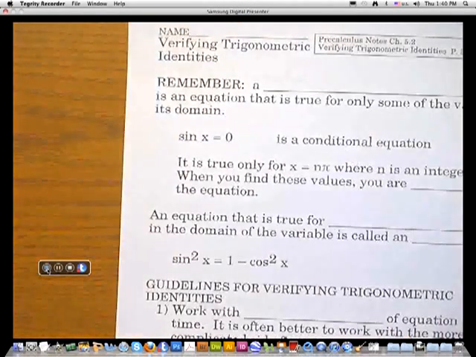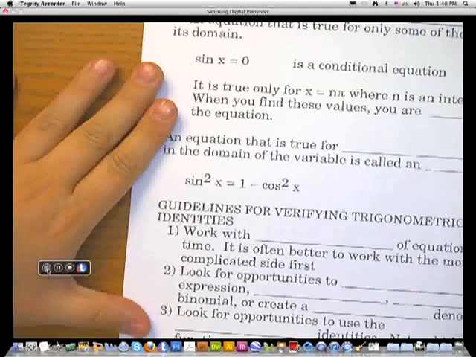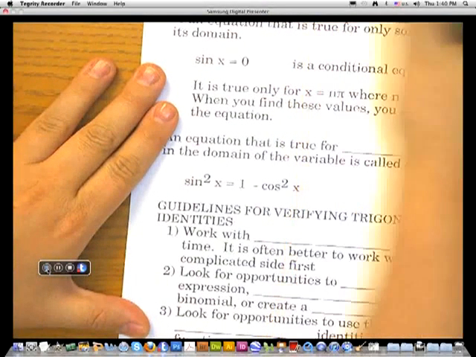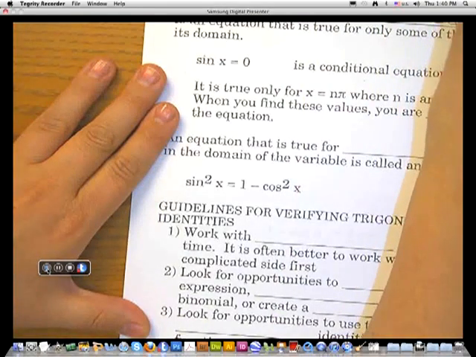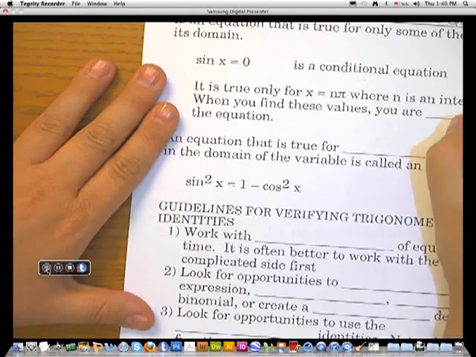Okay, 5.2 is again using our trig identities, where now we're going to be verifying, and we've talked through these steps in our last chapter. So just to fill in this first page, we're going to be talking about a conditional equation, meaning we're going to prove the one side equals the other side.